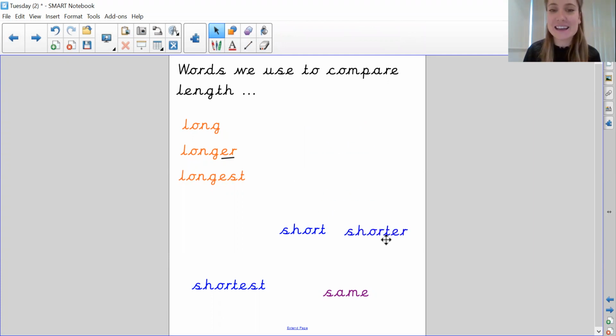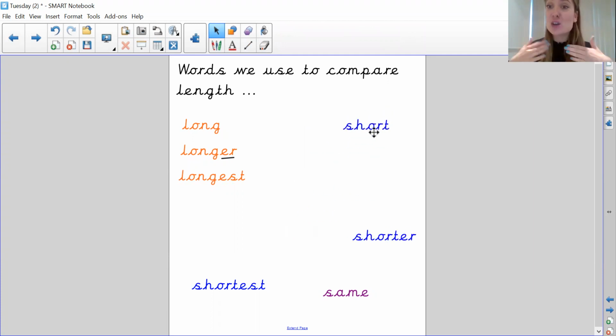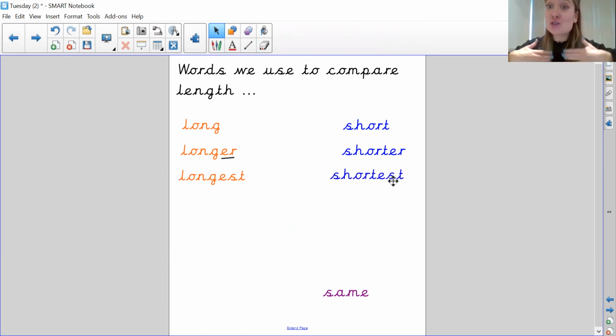Okay, let's start over here. We've got short. Here we've got shorter. Here we've got shortest. Fantastic. And in the middle we have got same. Fantastic. Thank you for joining in with me. If you want to practice those, you can pause me now and have a practice at reading those.